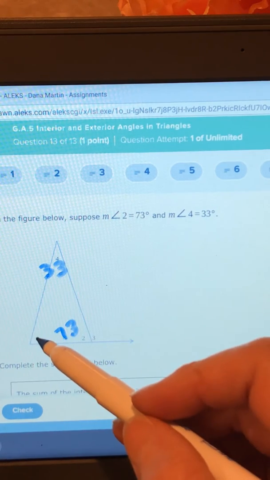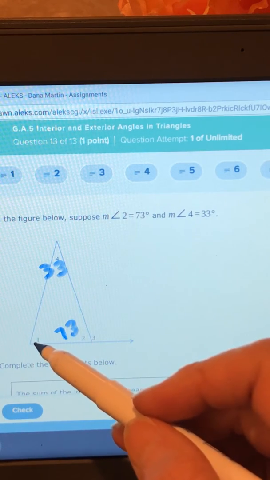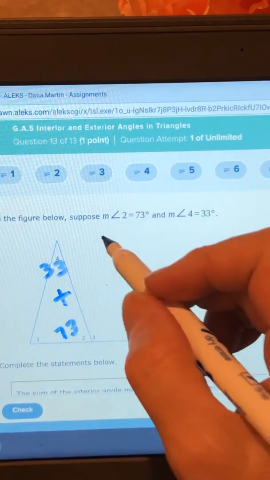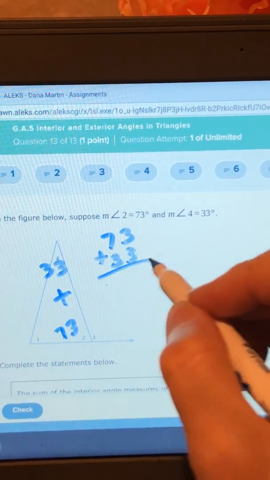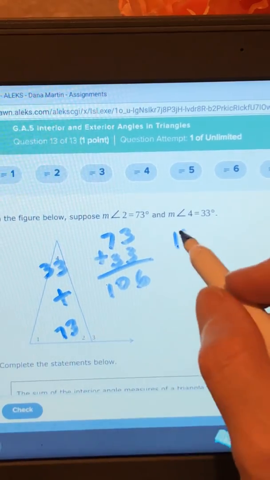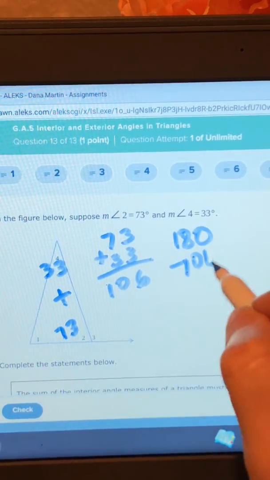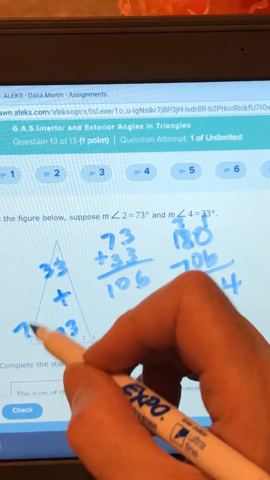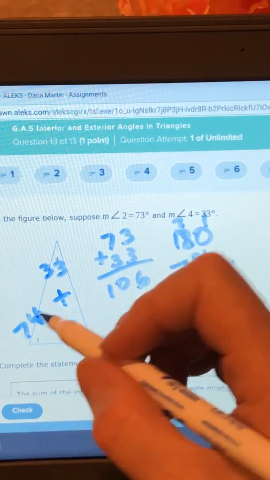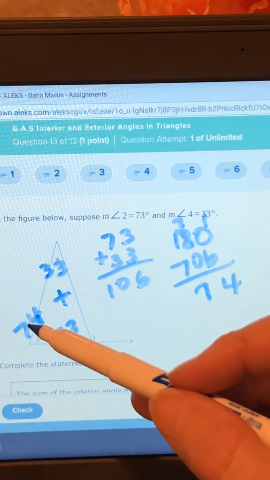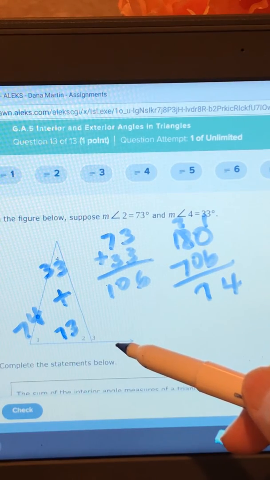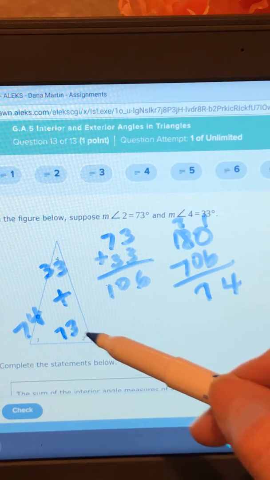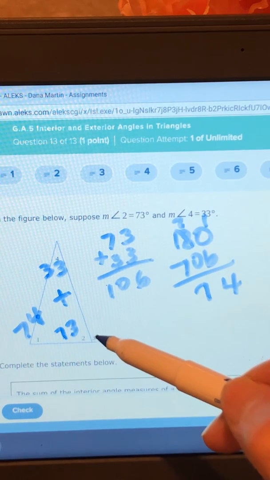33, 73, and that angle added together equal 180. So if we add these together, that's 106. And if we subtract that from 180, we get 74. So angle 1 is 74. Now here's a cool thing. I can do one of two things here. I can add those two together, and that'll give me this answer. Or I can subtract 73 from 180, and that'll give me number 3.